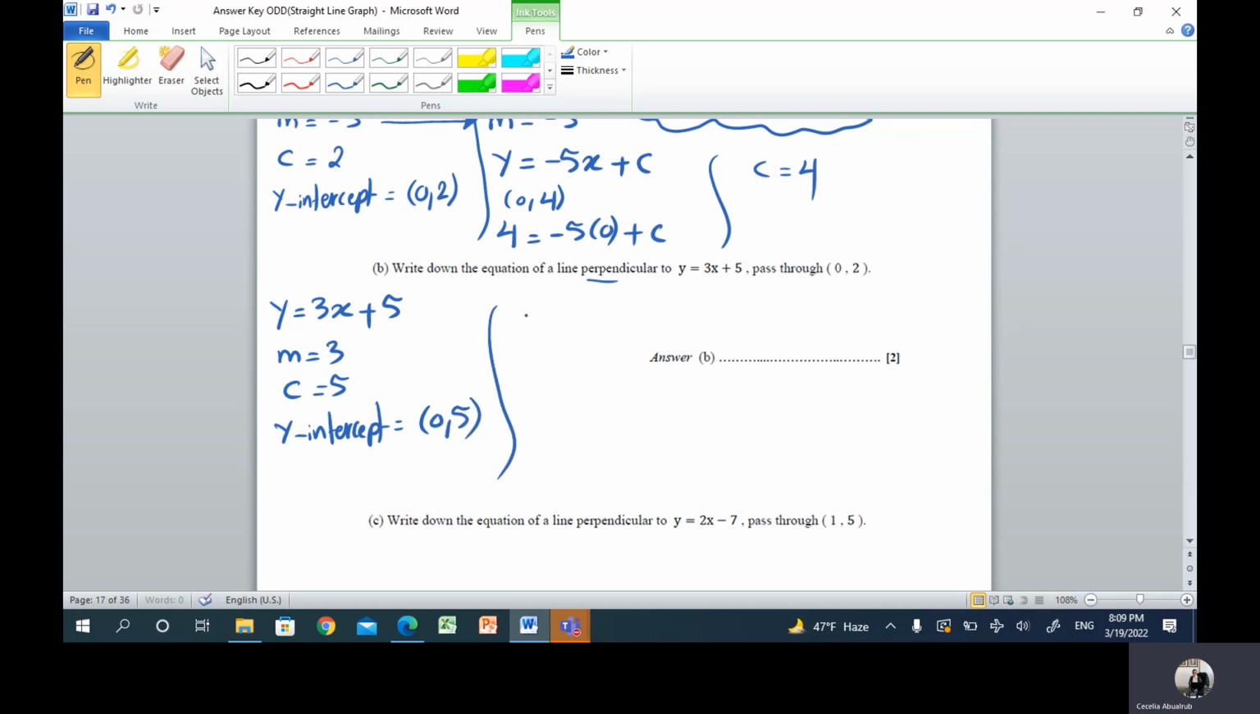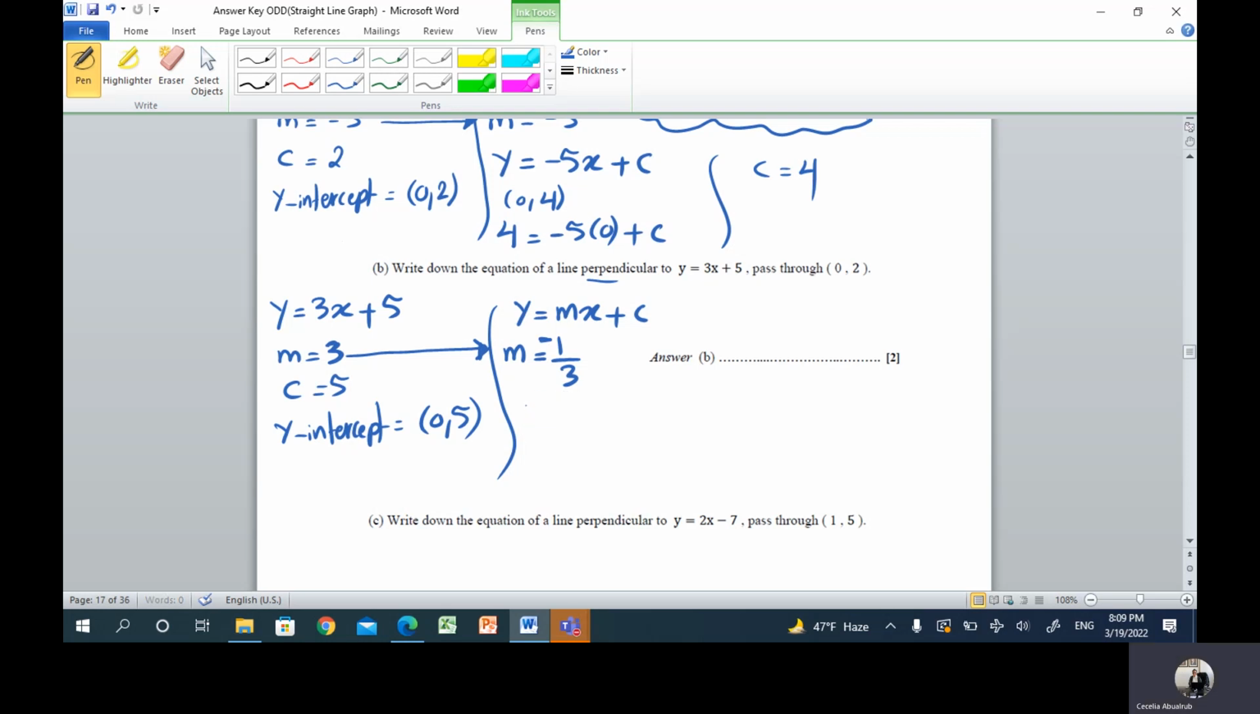Let's go now to the perpendicular line. So I'm going to write the equation as mx plus c. And perpendicular lines do not have the exact same gradient. m is the reciprocal. So instead of 3 over 1, it will be 1 over 3. And it's positive here, so it's going to be negative for the perpendicular line.